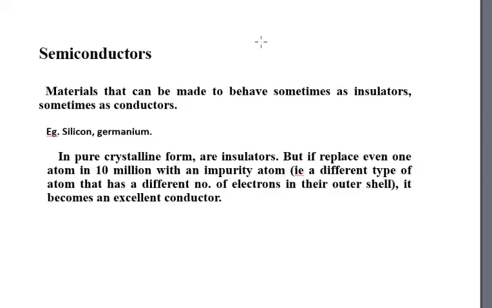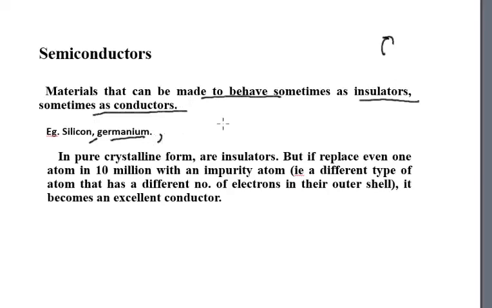Now, what are semiconductors? Semiconductors are materials that can be made to behave sometimes as insulators, sometimes as conductors. They behave as insulators below room temperature. As the temperature increases and reaches above room temperature, they start conducting. Silicon and germanium are the best examples of semiconductors.